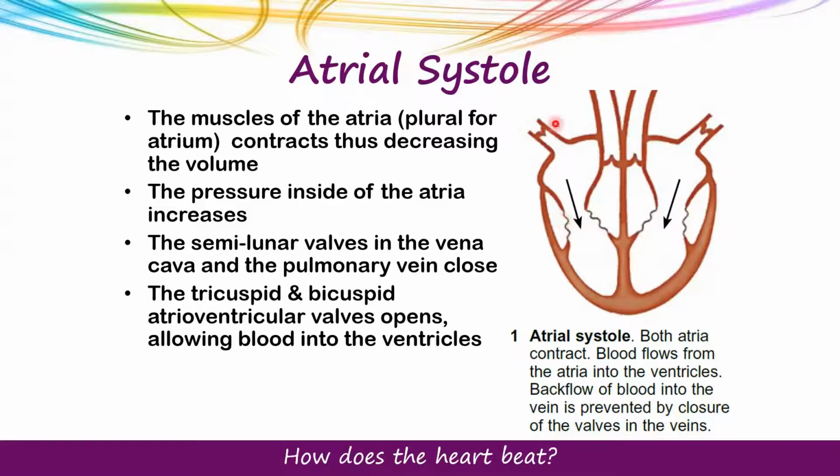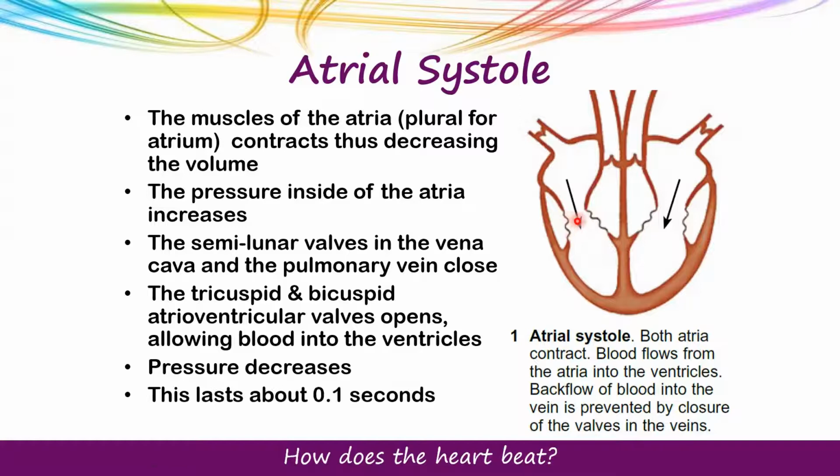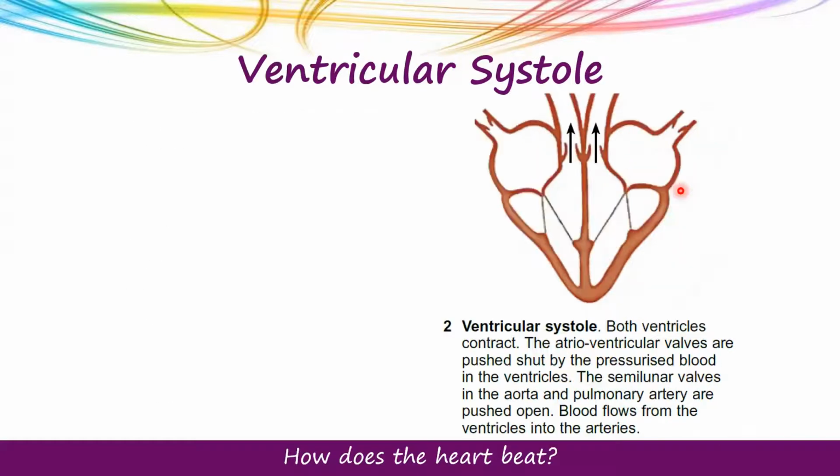So again, these valves here, at the vena cava and the pulmonary veins, are closed so that the blood which is flowing from the atria to the ventricle doesn't actually go back into these veins here, right? So this is prevented. So this is what is known as atrial systole, and because of that, finally, as the blood moves into the ventricle, the pressure decreases, right? And this atrial systole lasts about 0.1 seconds, right? This atrial contraction lasts about 0.1 seconds.